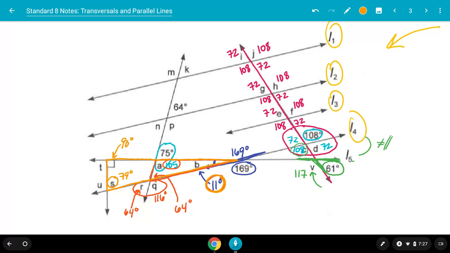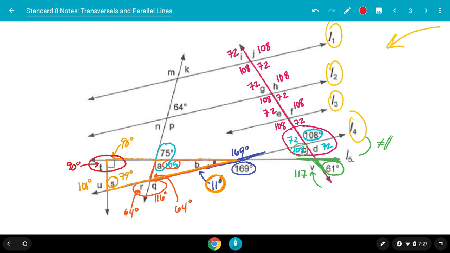which is really helpful because now that I have S, I can find U because those are supplementary. And I get 101 degrees. And T, might as well. T's not bad. T and this angle are supplementary. So they add to 180. So if one of them's 90, the other has to be, you guessed it, 90 degrees.